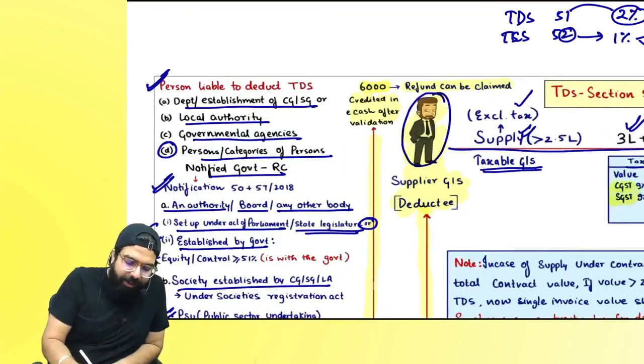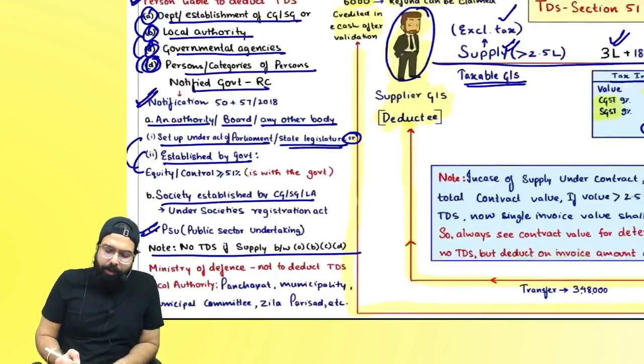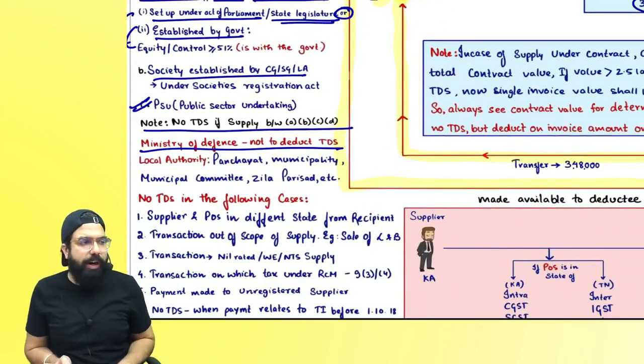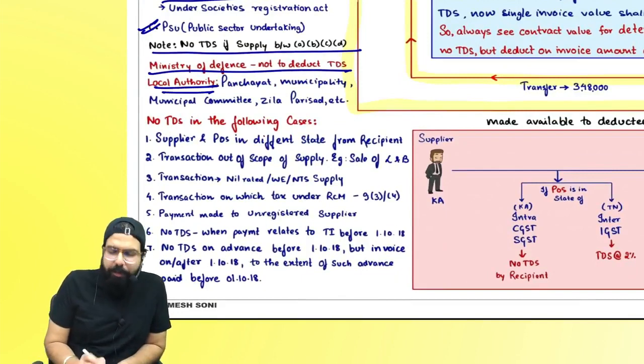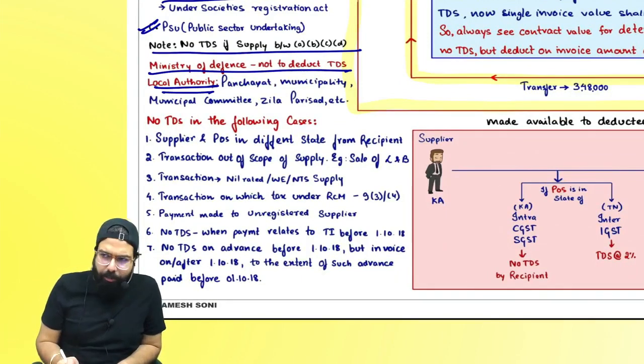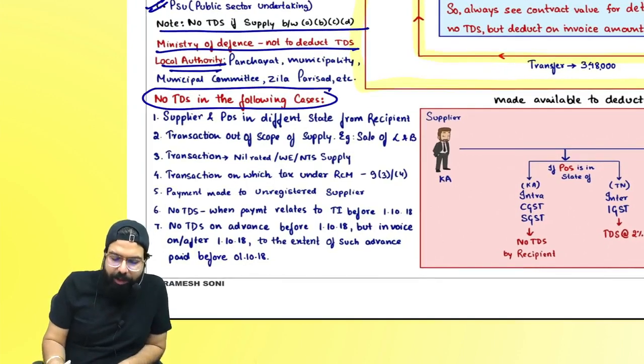If A, B, C, D category persons are supplying among each other, then the TDS provisions are not applicable. Ministry of Defence is a Central Government department, but it will also not deduct TDS. Local authority always means panchayat, municipality, Zila Parishad; all these are known as local authority. Sir, always remember one thing, no TDS.